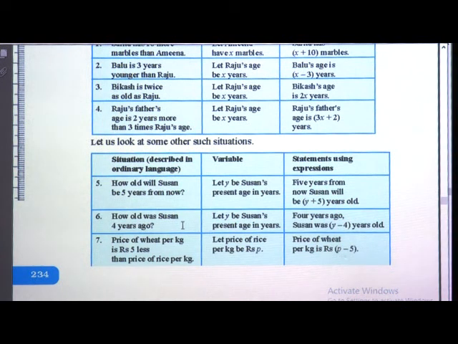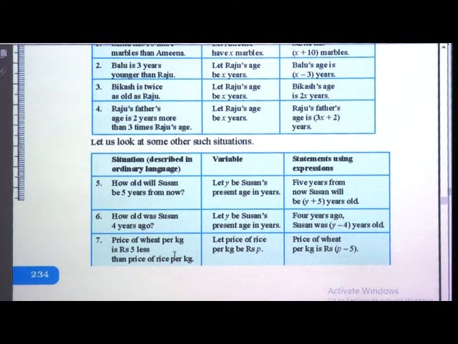How old was Susan 4 years ago? Now here it is asked what her age was 4 years ago. So the present age is y, and 4 years ago means y minus 4.